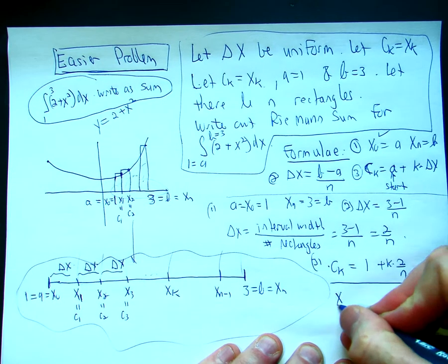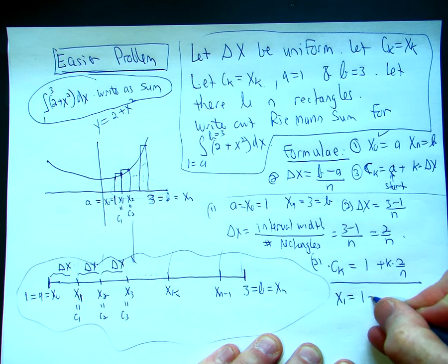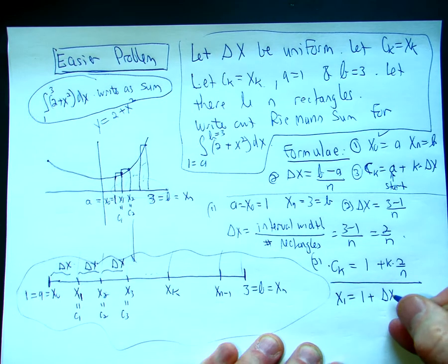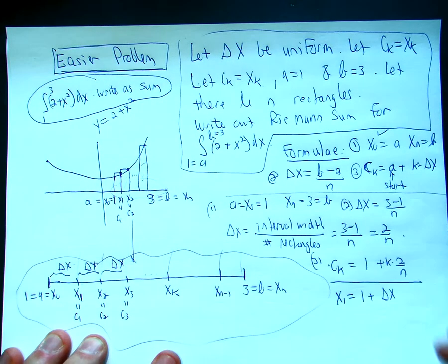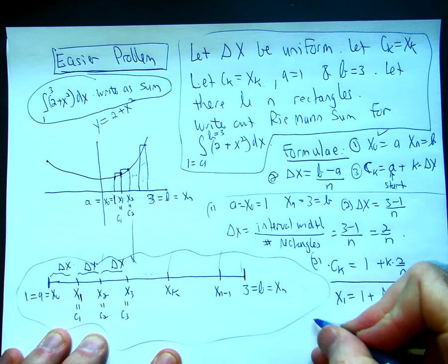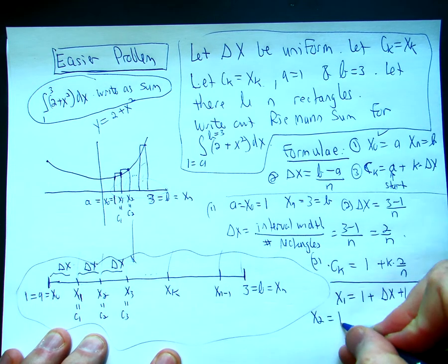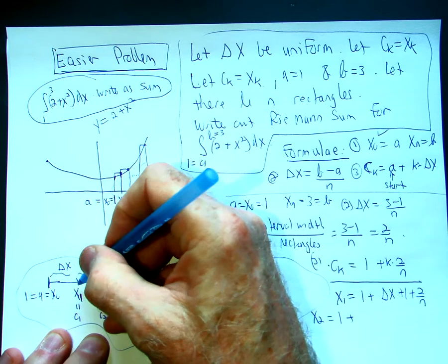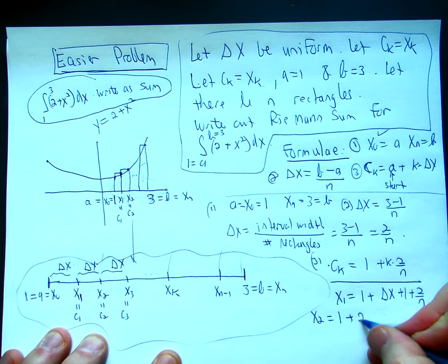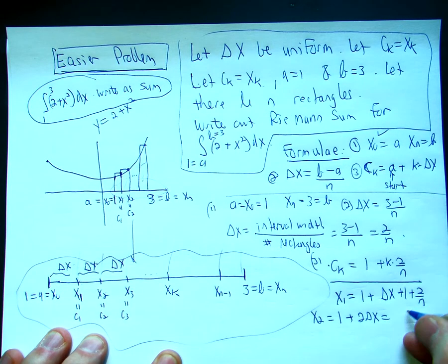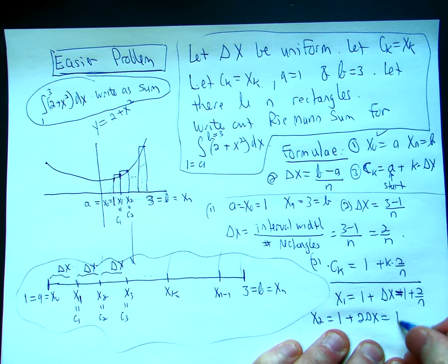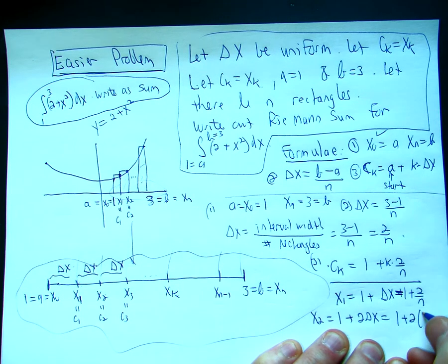So x1 is equal to my starting point plus delta x. Really, that's all I'm doing to get there. Look at my formula for delta x, that's 2 over n. x2 is going to be my starting point, but then I have to move 2 delta x's over. And if I write out the formula, that's going to be 1 plus 2 times 2 over n.